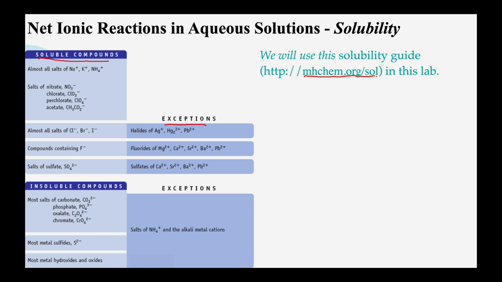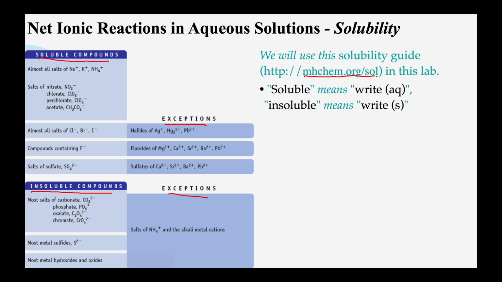Then at the bottom it says insoluble compounds with some exceptions. So let's talk about first of all what soluble and insoluble means. Soluble means that if you find something in one of the soluble columns, you would write AQ next to it. All right. So for example, NaCl has Na+.